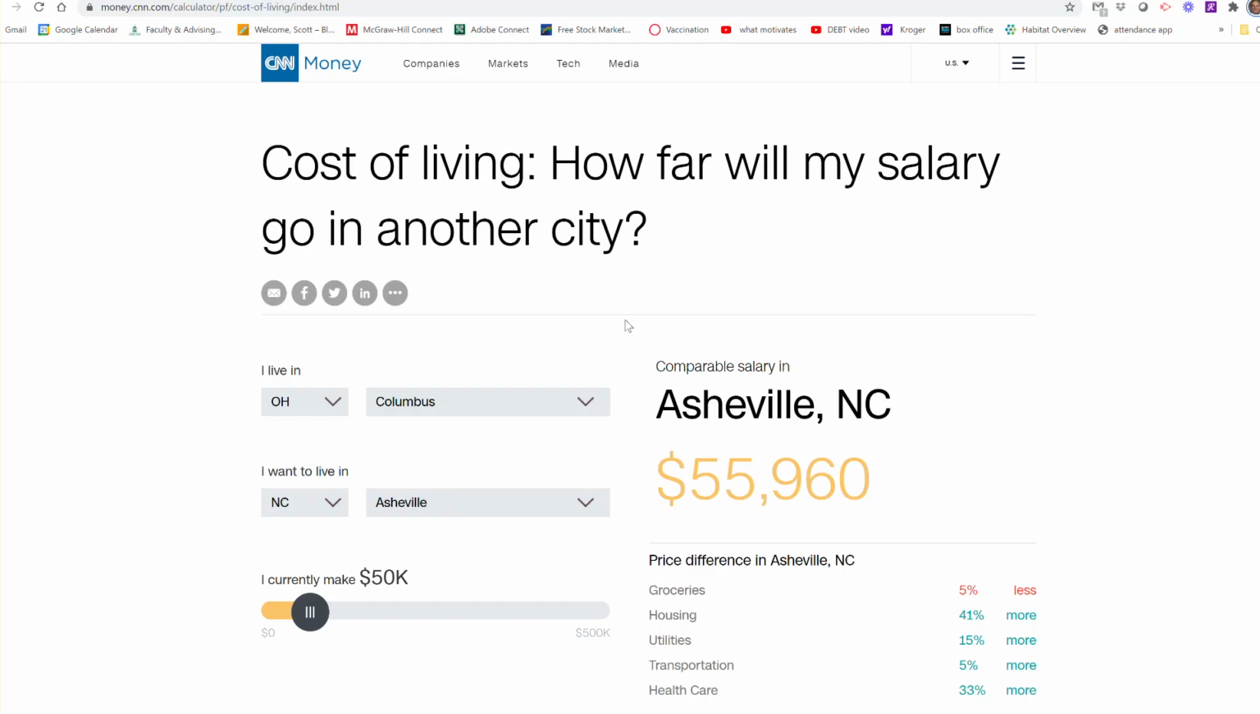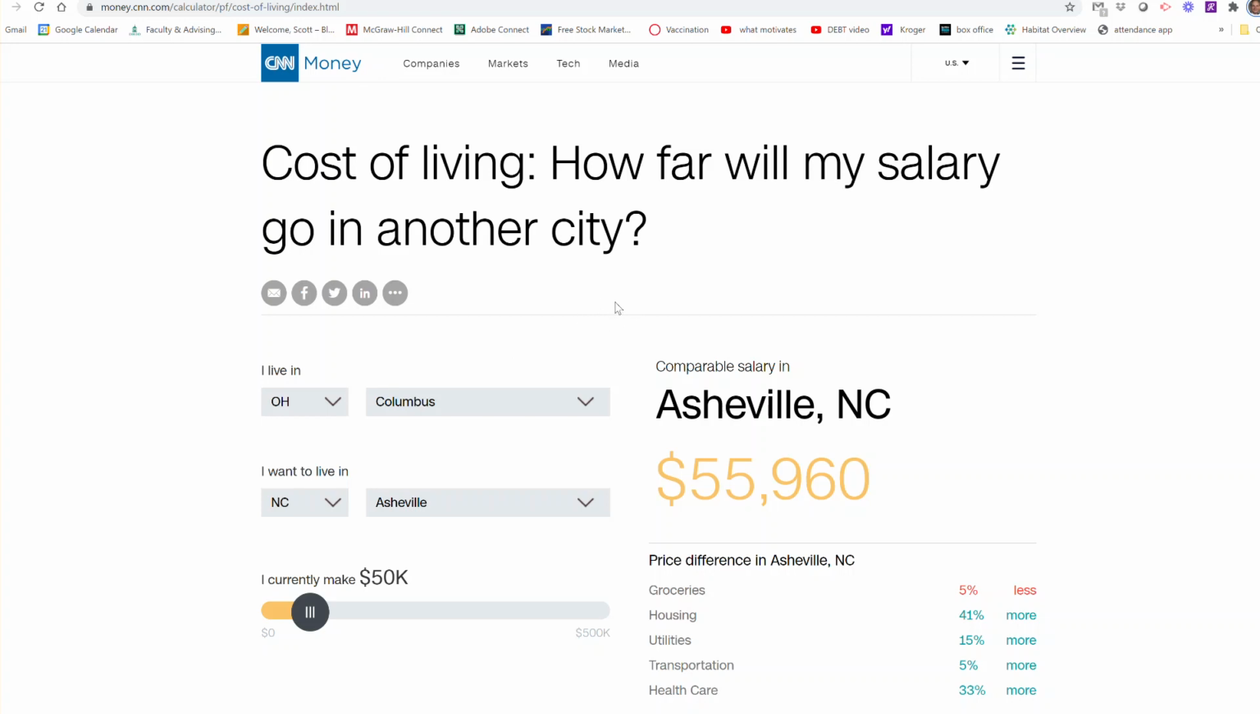Okay, so keeping in the theme of getting a job, this is kind of a cool website. There's a number of websites out there. Just Google cost of living calculator. This is from CNN Money. And the point is, when you're looking at jobs, you might be looking at a job in, say, Columbus or Charlotte, North Carolina, or LA or something like that. And one may offer you $50,000, one may offer you $60,000. You may think, oh, $60,000, that's $10,000 more. Well, is it really $10,000 more?